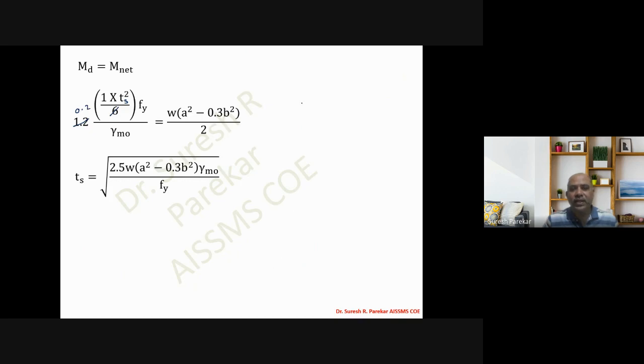And then if we solve this, we get ts square equal to w (a square minus 0.3 b square) divided by 0.4 into fy into gamma m. Then solving further, we get ts equal to root of w (a square minus 0.3 b square) into 2.5 into gamma m0 upon fy. 2.5 because 1 upon 0.4 is 10 by 4, and that is 2.5.